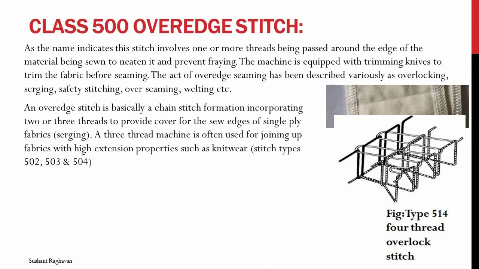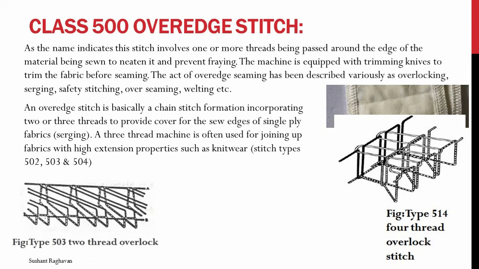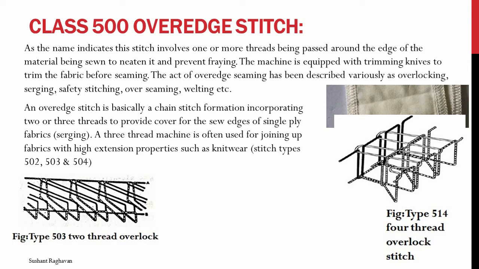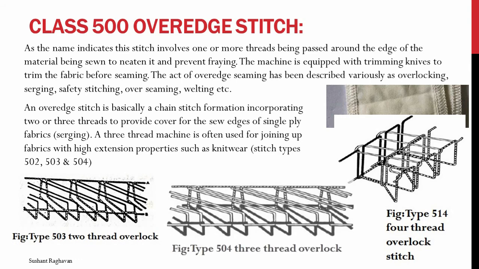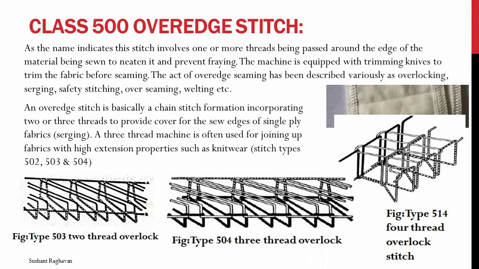An overedge stitch is basically a chain stitch formation incorporating 2 or 3 threads to provide cover for the sewn edge of single ply fabrics, called serging. A 3-thread machine is often used for joining up fabrics with high extension properties such as knitwear, stitch types 502, 503 and 504. Figure: type 503 2-thread overlock. Figure: type 504 3-thread overlock.